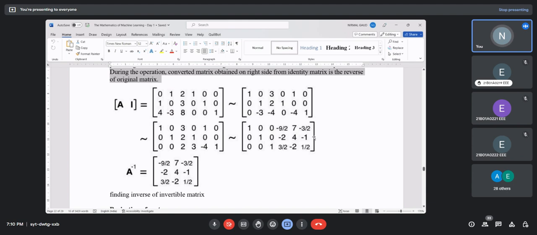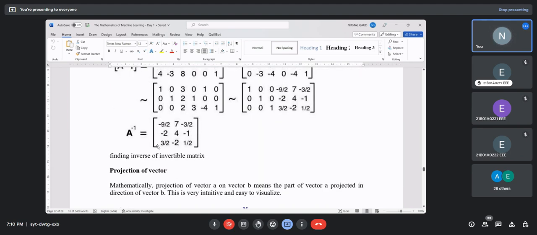And what is left here with me? Minus 9 by 2, 7, minus 3 by 2, minus 2, 4, minus 1, 3 by 2, minus 2, minus 1 by 2. This is left to me here. And whatever is left now, that is the inverse. This is the inverse to me.